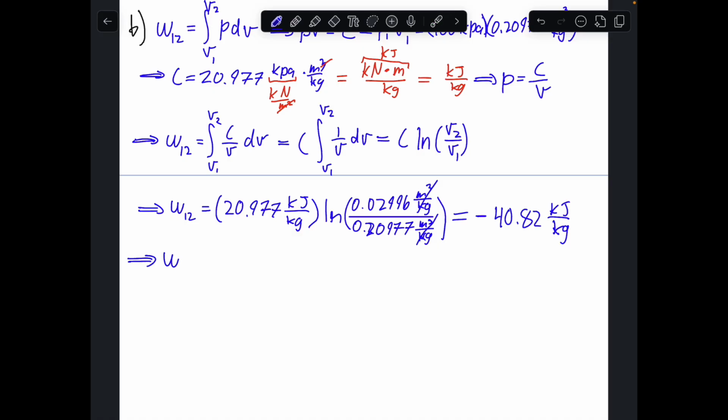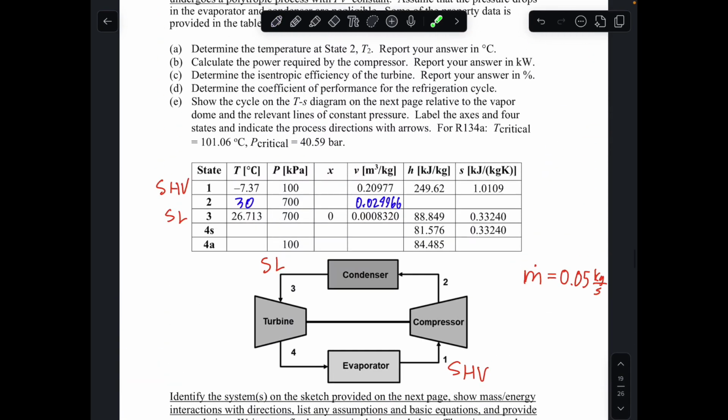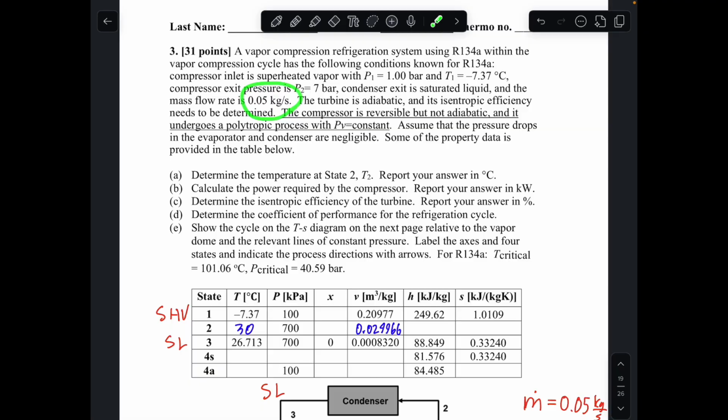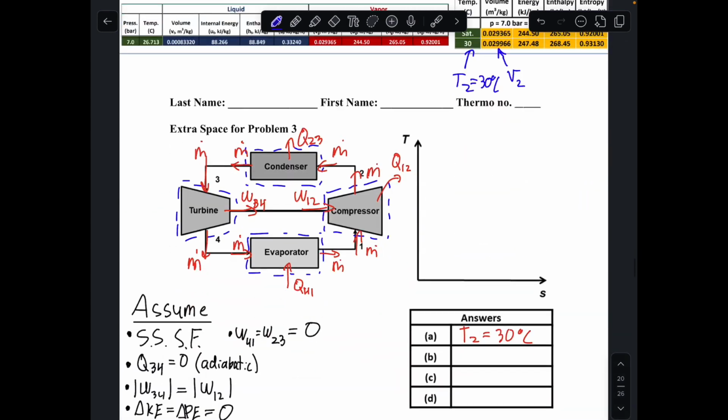So our W dot from 1 to 2, this is our work rate, is going to be equal to our work from 1 to 2 times our m dot term, which is the same throughout the entire problem. And that was just given. First we'll plug in negative 40.82 kilojoules per kilogram. And then that is times our mass flow rate, which was given up here as 0.05 kilograms per second.